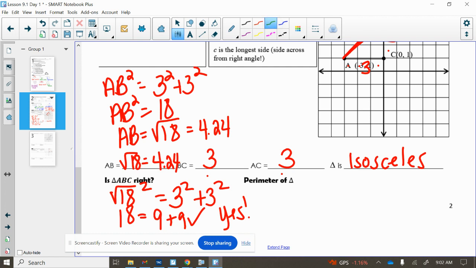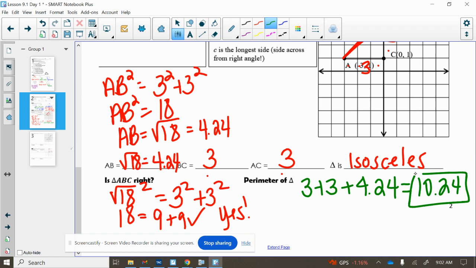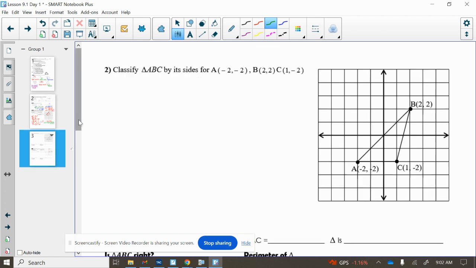Last but not least, we want to check out the perimeter. So we're going to add up 3 plus 3, and then we're going to use that approximation, 4.24. We get a total of 10.24 as our perimeter. So I would recommend rounding for the perimeter, but not so much the exact answer there. All right, let's try another one.